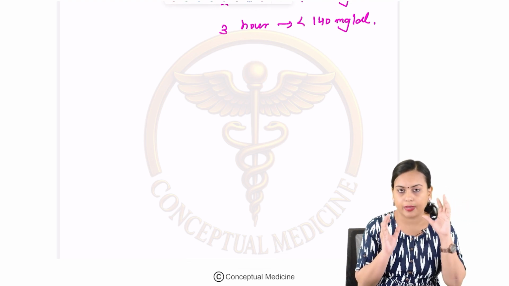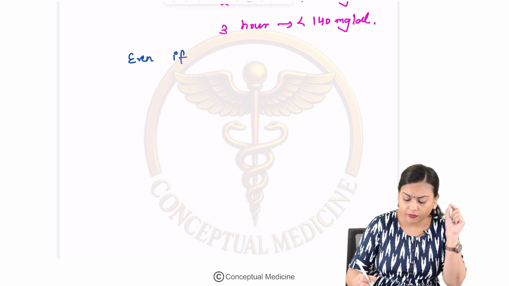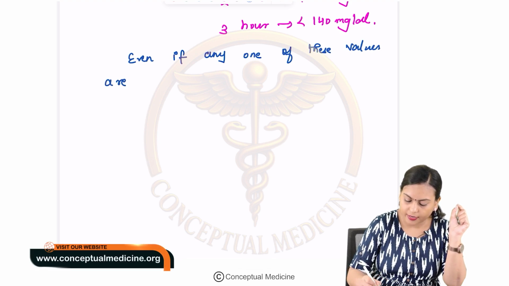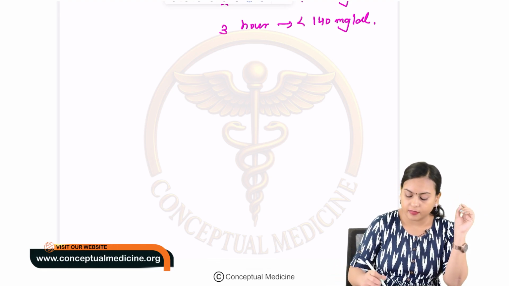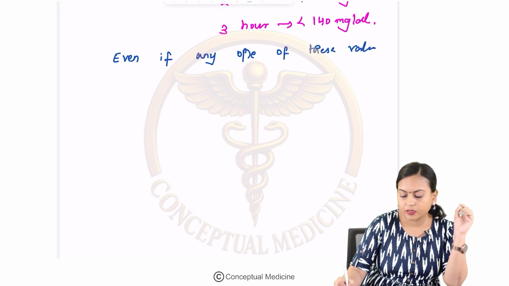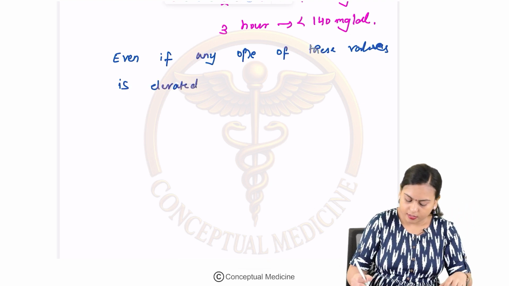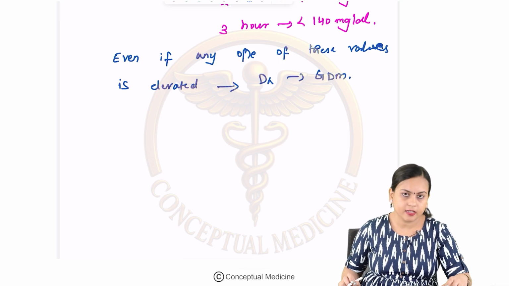I want to make one important point here: even if any one of these values is elevated, then this can be diagnosed as a case of gestational diabetes mellitus. Clear?